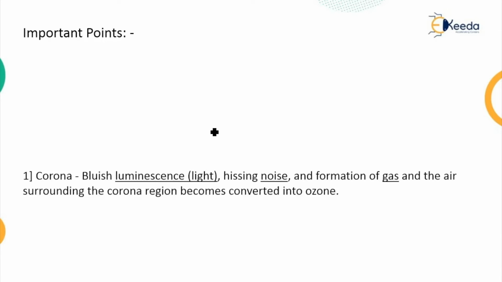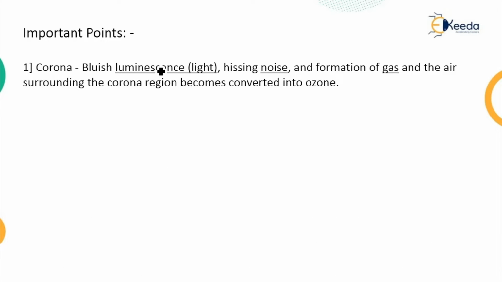The important points are that the corona which is formed is bluish in color. The light, the luminescence which we get related to corona, is bluish in color. At the same time, we can hear a noise called a hissing noise, and due to the chemical reaction, there may be the formation of gas. The air which surrounds the conductor of the transmission line is nothing but the corona region. And if that persists for a period, then that can be converted into ozone.